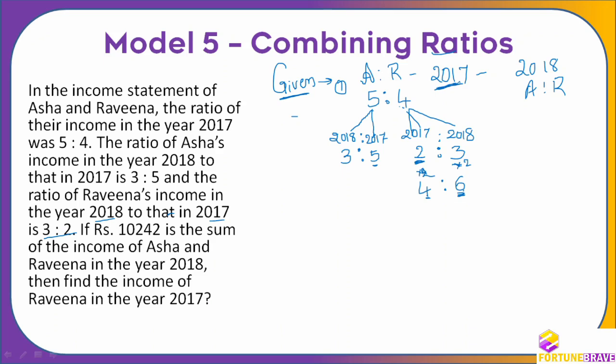These are very, very important and very deep tricks that I'm showing you, which will be very, very useful to you. So if this was 5, this was 3. So Asha's ratio in 2018 is 3. And for Ravina, if it is 4, this is 6. So this ratio will be 3:6. Is that clear now? Very, very simple.